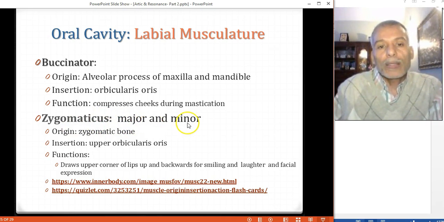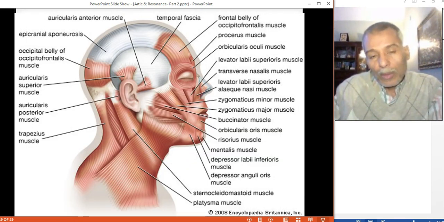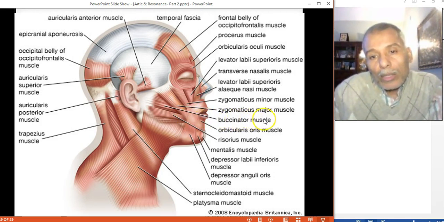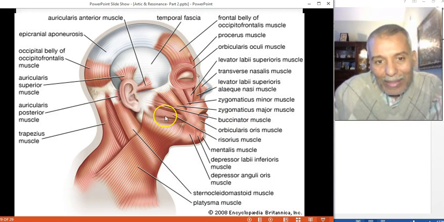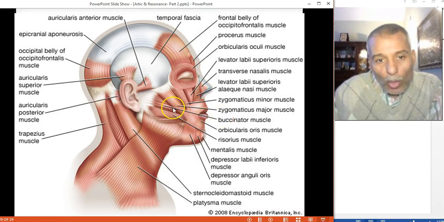zygomaticus major and the zygomaticus minor. Here you can see the buccinator muscle. It is inside, behind the risorius, and it is covered by other muscles. But it goes from here and it goes under the risorius and it goes down. So it firms the two cheeks as you are chewing and swallowing.